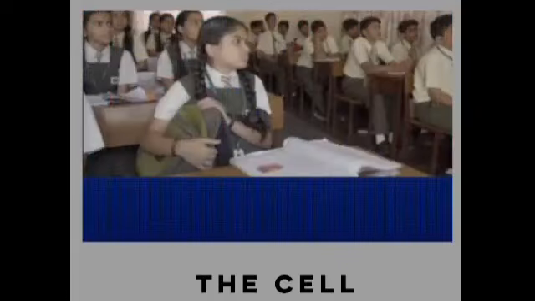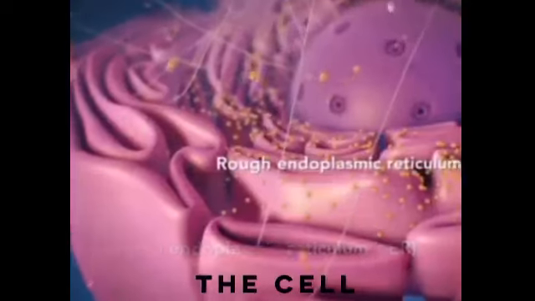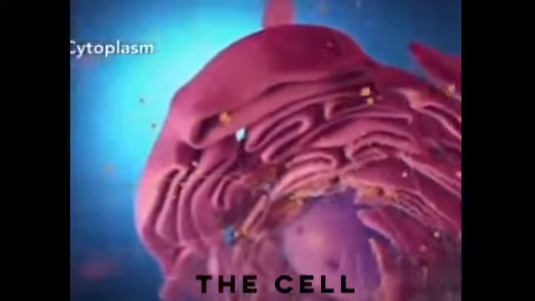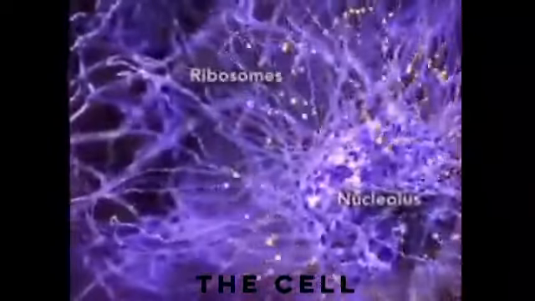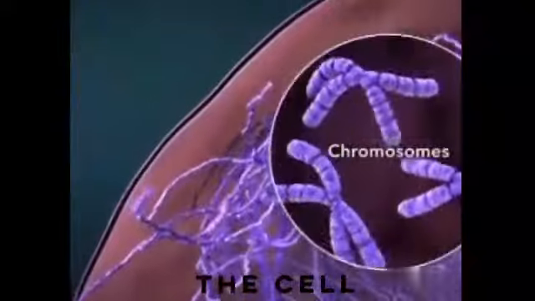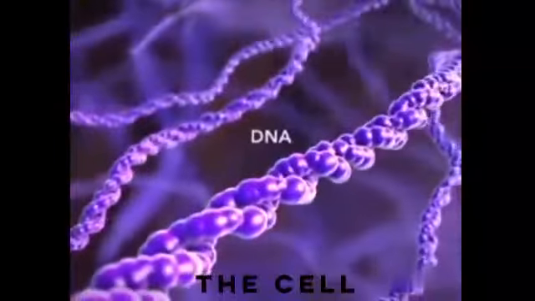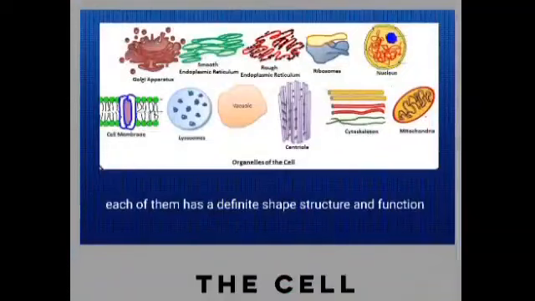Dear Slaters, you all know that cells have to perform different functions of living organisms. To keep these activities of different kinds separate from each other, these cells use certain small components which are known as cell organelles. Cell organelles are small organs of the cell and are found embedded in the cytosol. They form part of the cell and each of them has a definite shape, structure and function.